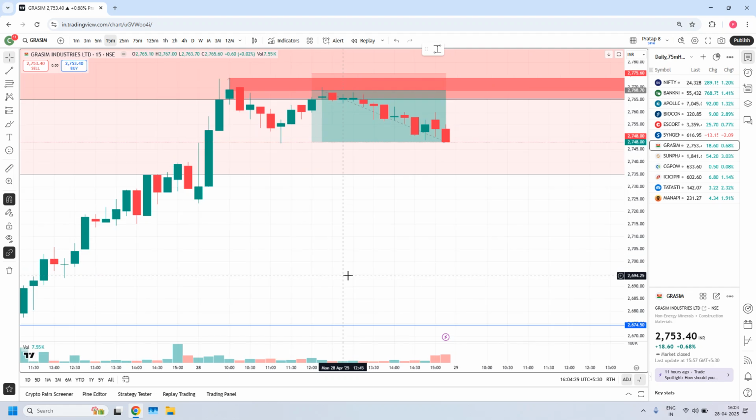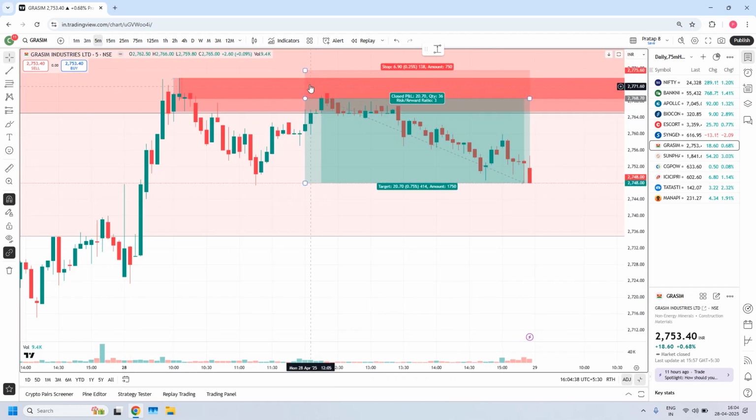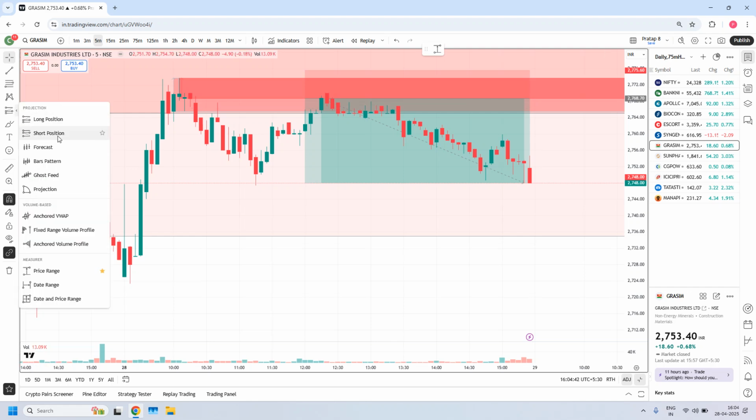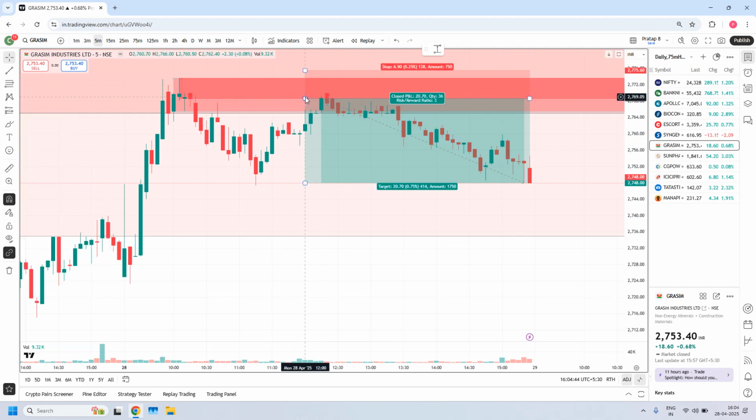So that's why you should focus on the 1:3 RR. Achieving 1:3 RR itself is very good. So that's why I have drawn this tool. Which tool? The short position tool in TradingView. I have drawn the entry including the stop buffer.